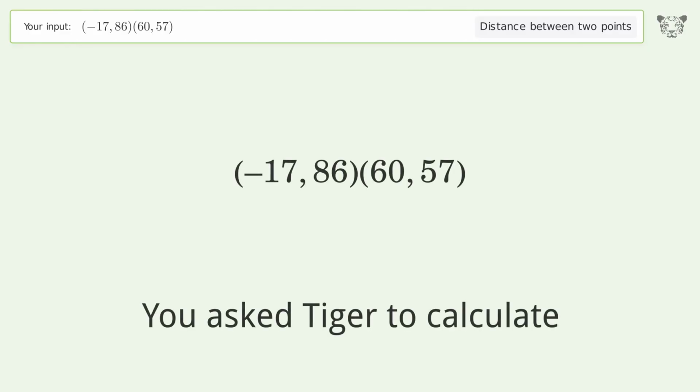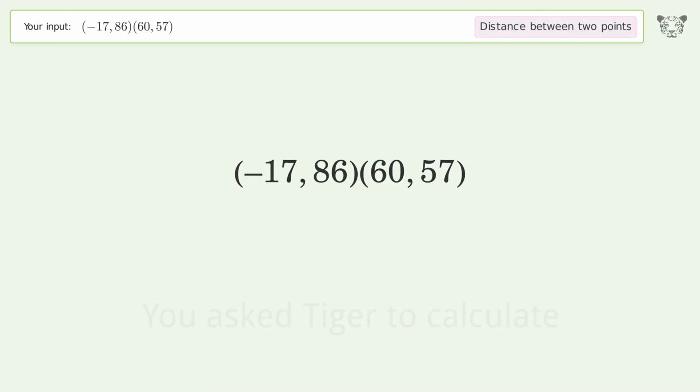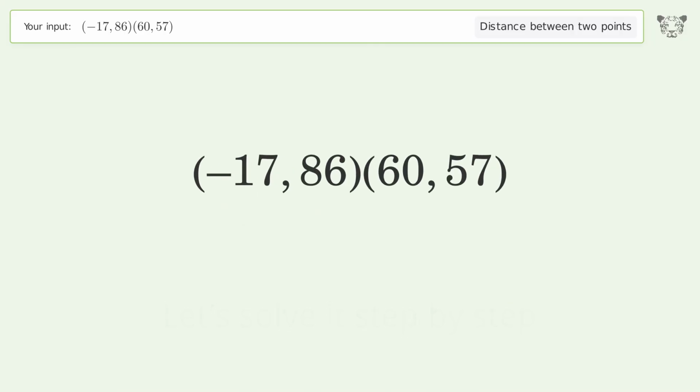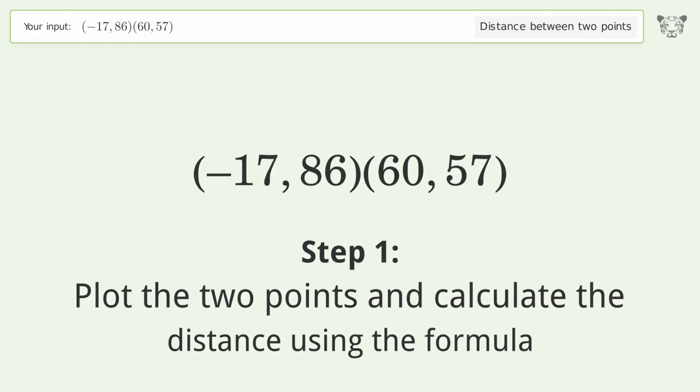You ask Tiger to calculate. This deals with the distance between 2 points. The distance between the 2 points is the square root of 6,770, or 82.28. Let's solve it step by step. Plot the 2 points and calculate the distance using the formula.